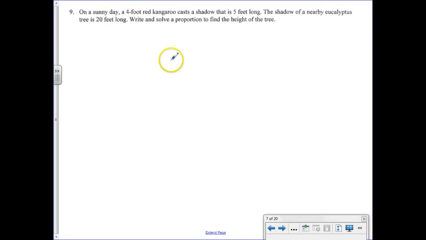Look at number 9. Oh, on a sunny day, a 4-foot red kangaroo casts a shadow that's 5 feet long. All right, hold on. A kangaroo. Oof. This could be interesting. They have like big tails and big legs, don't they?